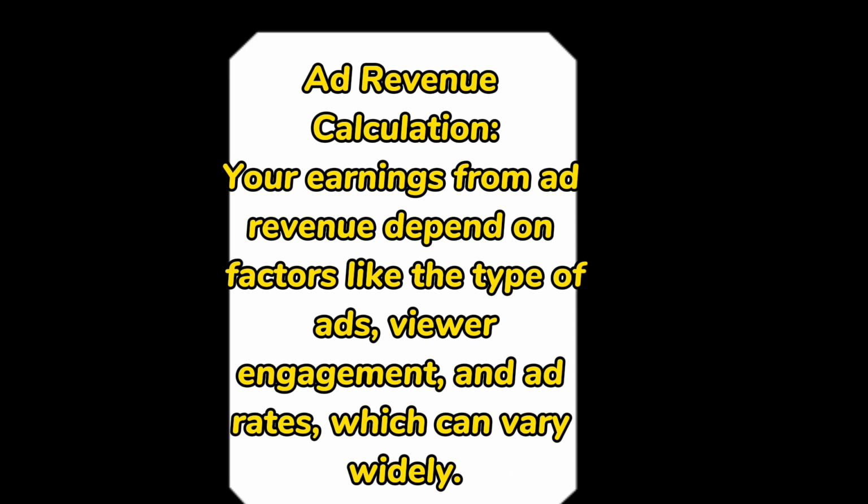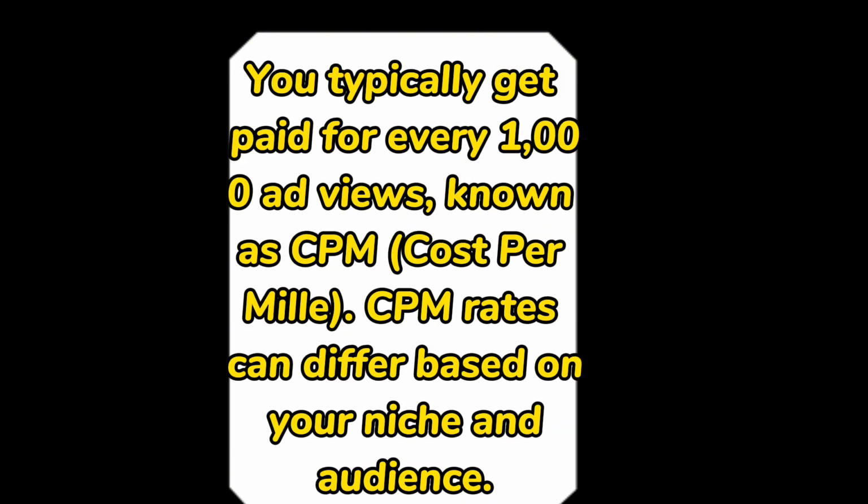Ad revenue calculation. Your earnings from ad revenue depend on factors like the type of ads, viewer engagement, and ad rates, which can vary widely. You typically get paid for every 1,000 ad views, known as CPM, cost per mille. CPM rates can differ based on your niche and audience.